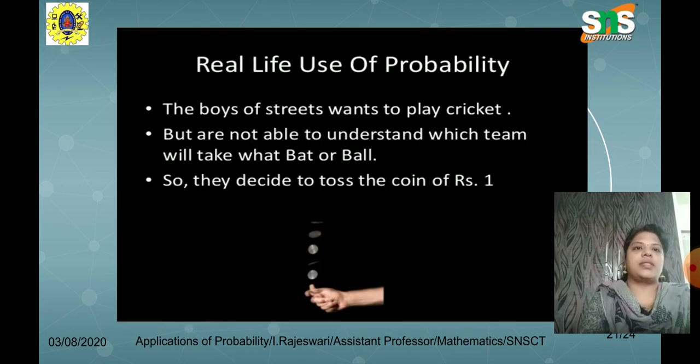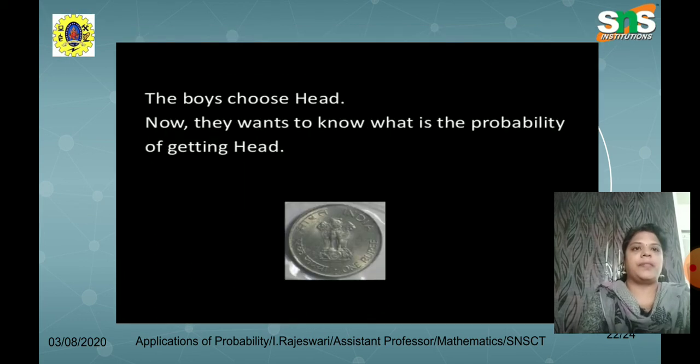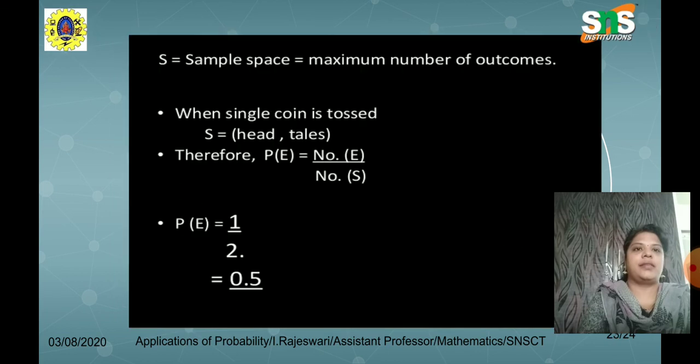Next one, we are going to discuss real life use of probability. The boys of the street want to play cricket but are not able to decide which team will take the bat or ball. So they decide to toss a coin of rupee 1. The boy chooses head. Now they want to know the probability of getting head.